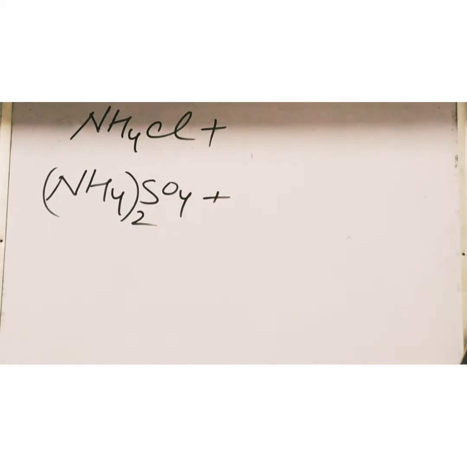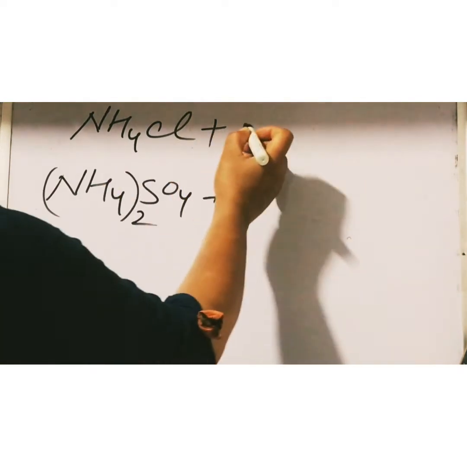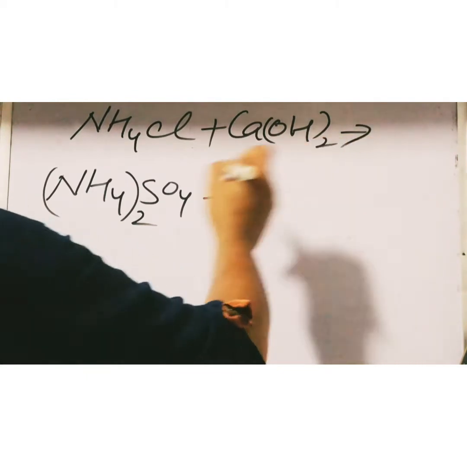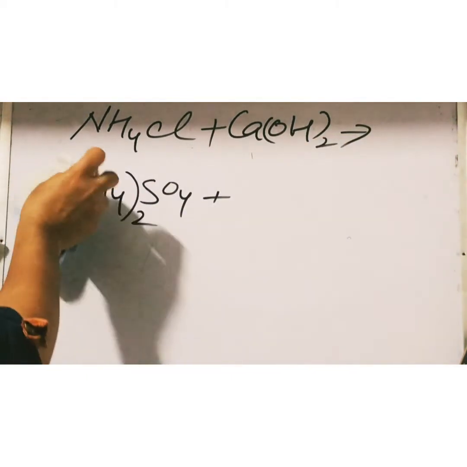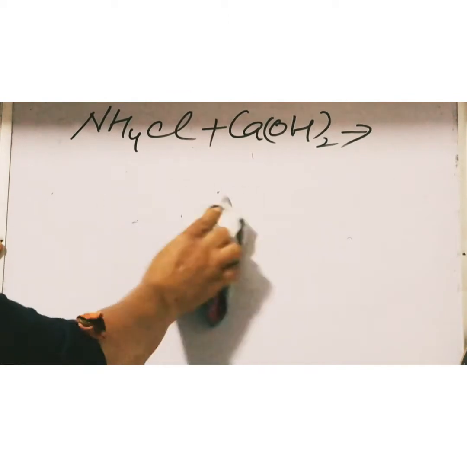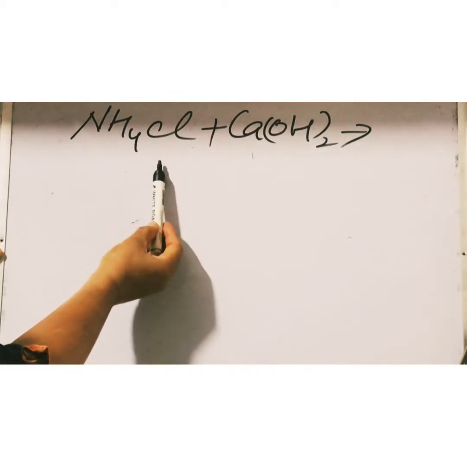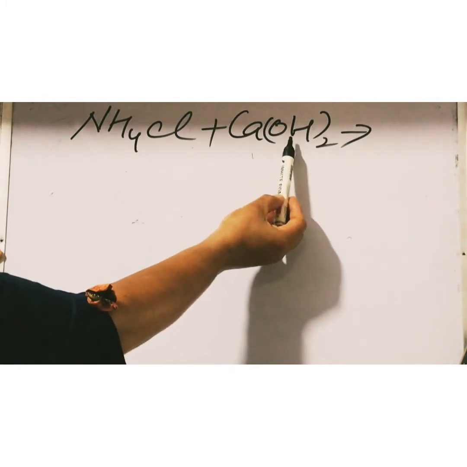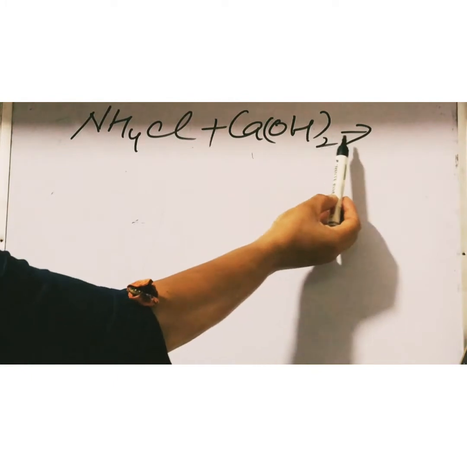Here in these ammonium salts you can add alkalis, and alkalis can be potassium hydroxide, sodium hydroxide or calcium hydroxide. So I am doing the preparation with calcium hydroxide. Remember, for the preparation of ammonia we need an ammonium salt. So I am taking ammonium chloride salt plus alkali. Which alkali have I taken? Calcium hydroxide.